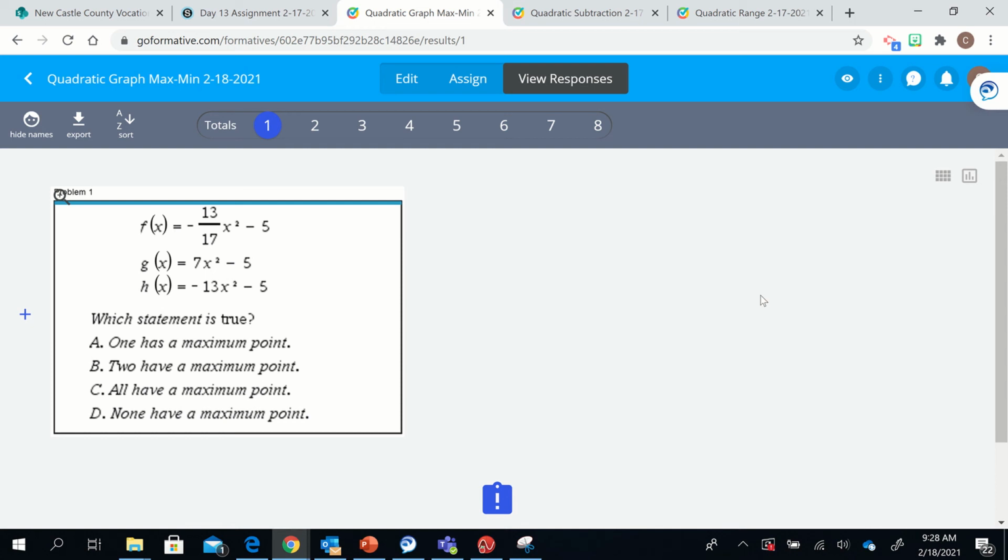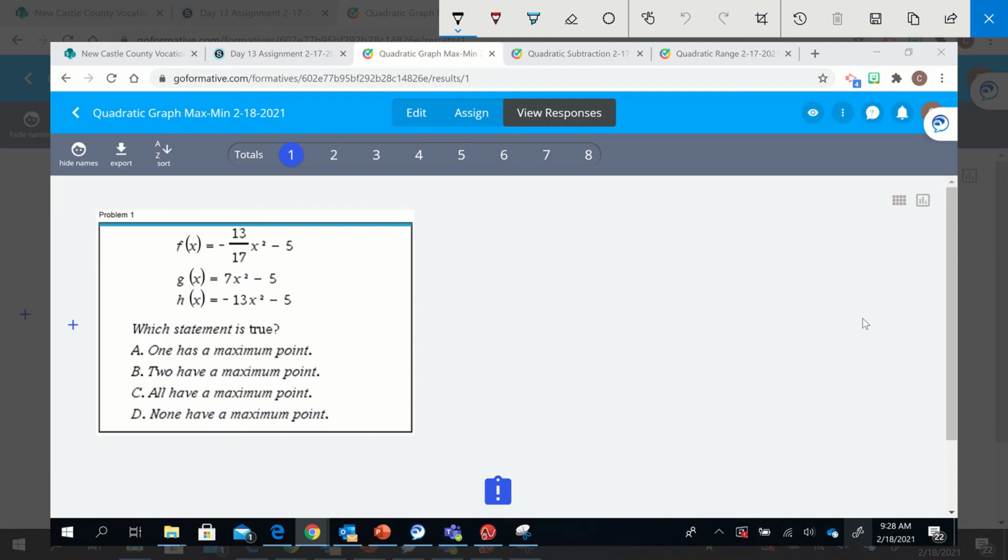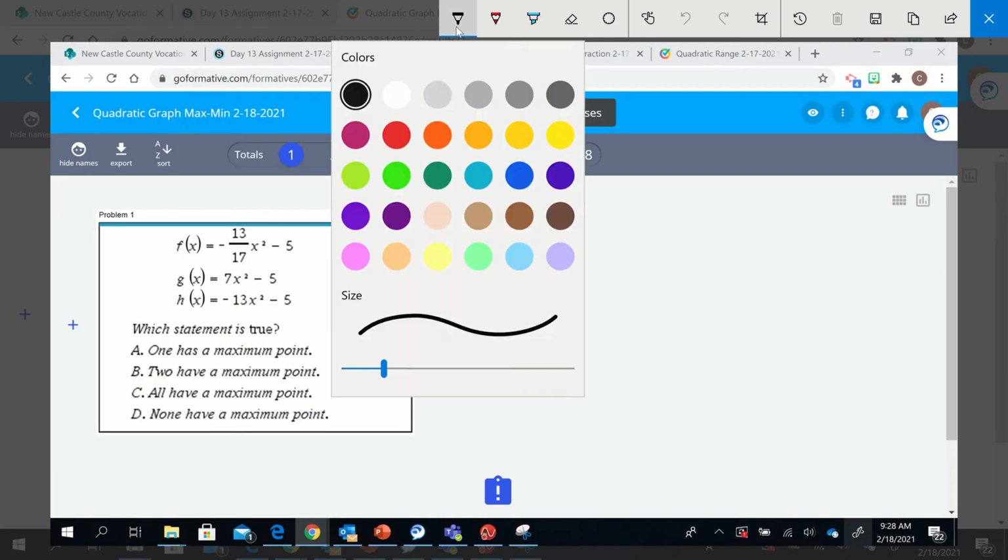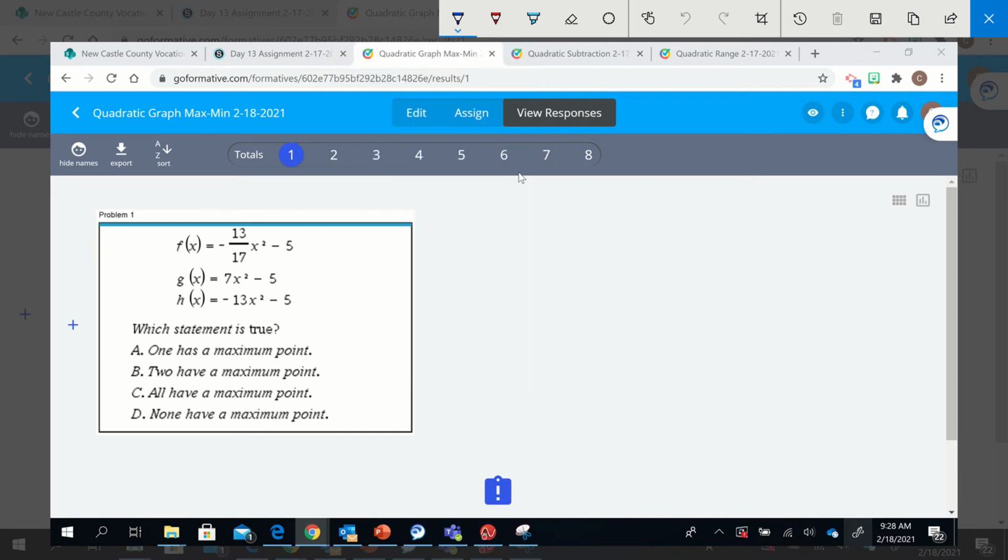This is Quadratic Graphs Max and Min. We're trying to determine if something has a maximum or minimum point and how many of each we have. To determine if something has a max and min, we're going to basically look at the formula.